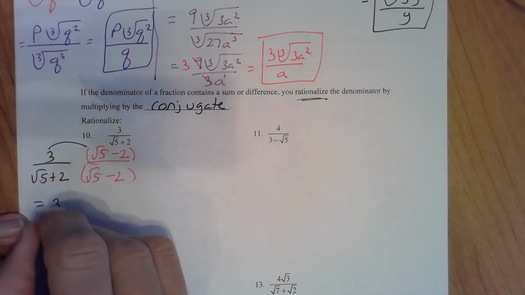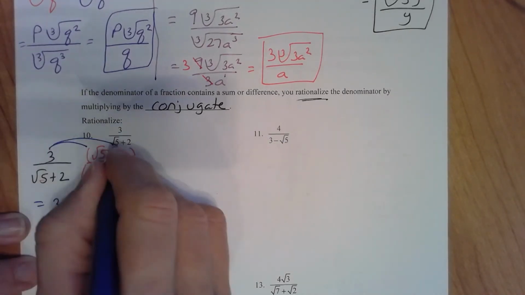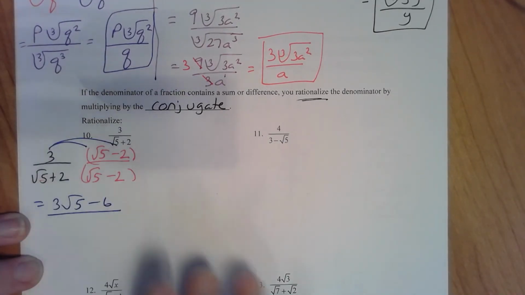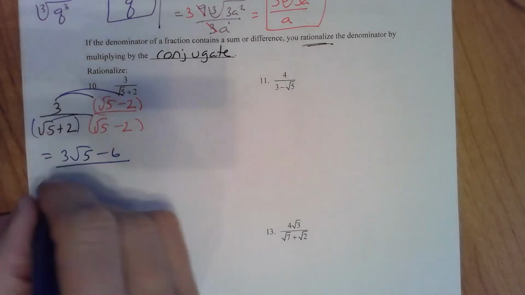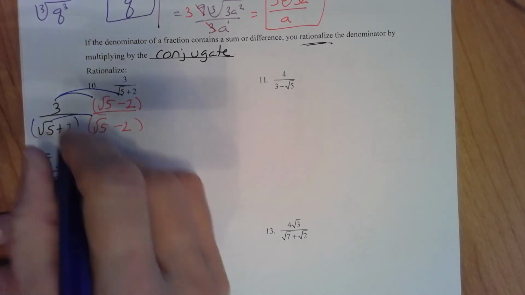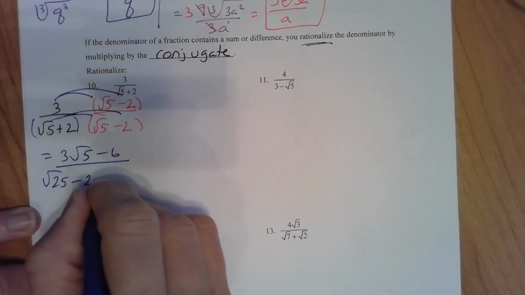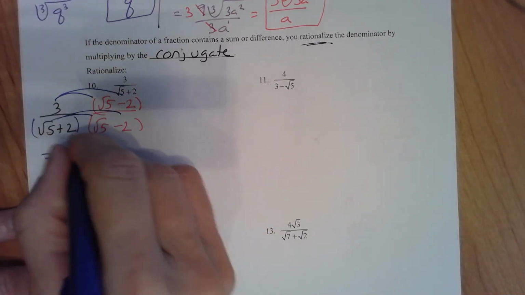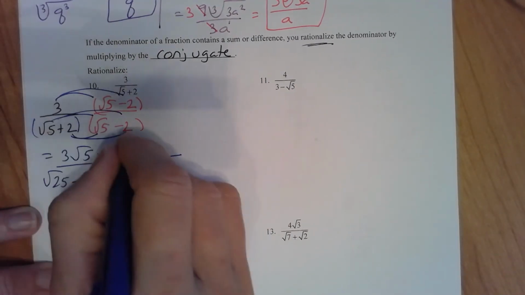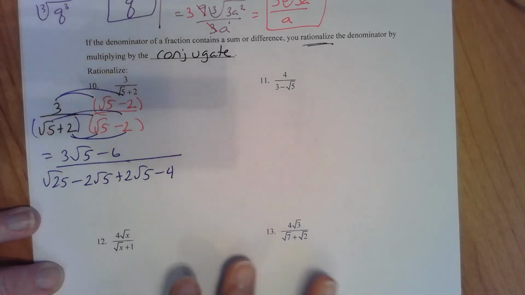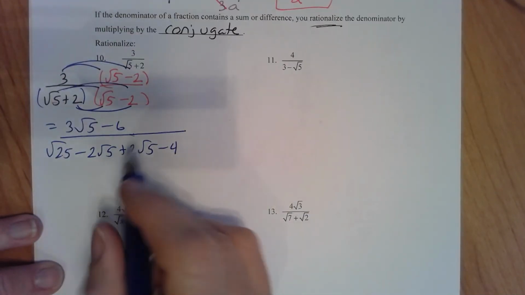3 times the square root of 5 is 3 square root of 5. 3 times negative 2 is negative 6. Now in the denominator, the square root of 5 times the square root of 5 is the square root of 25. Square root of 5 times negative 2 is negative 2 square root of 5. Inner gives me positive 2 square root of 5. And last gives me a negative 4. So do you see that the outer and inner are always going to cancel?